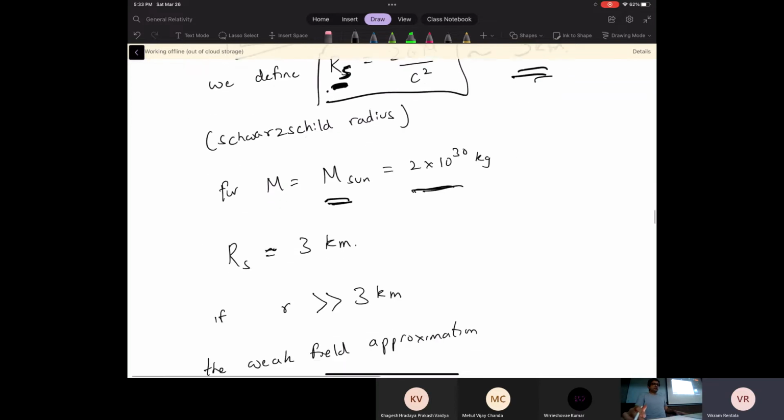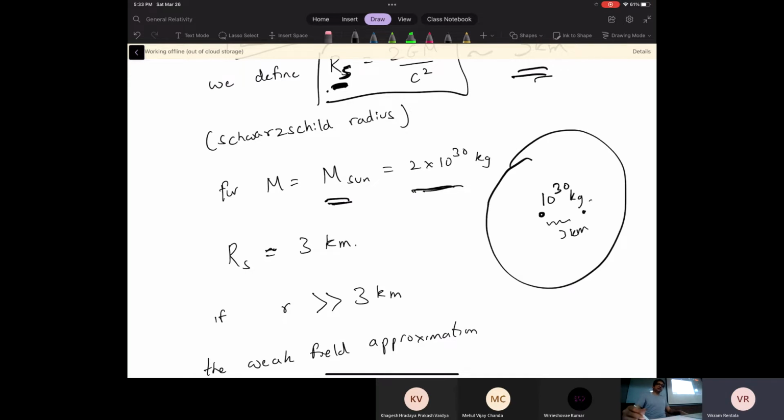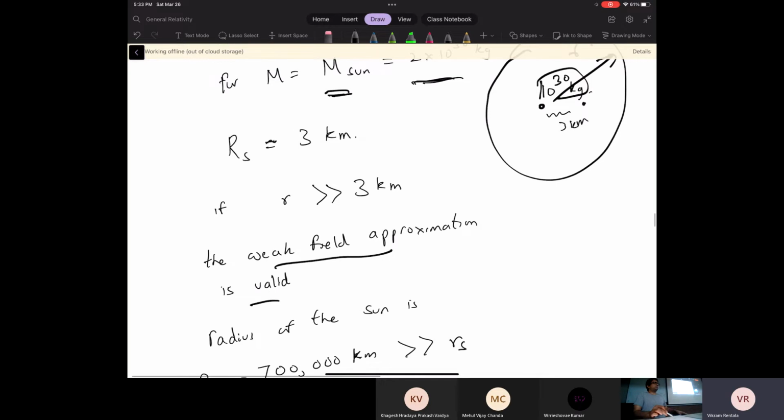Okay, so what this means is if you have a point mass which has the mass of the sun, and if I am at a distance of 3 kilometers away from that point mass, or much larger than 3 kilometers from that point mass, the gravitational field is weak. If I'm at a distance which is of the order of 3 kilometers, the gravitational field is strong. So I can always do perturbation theory as long as I am a distance r much greater than 3 kilometers away from this point mass. That is the limit in which Newtonian gravity is valid. This is the weak field approximation.